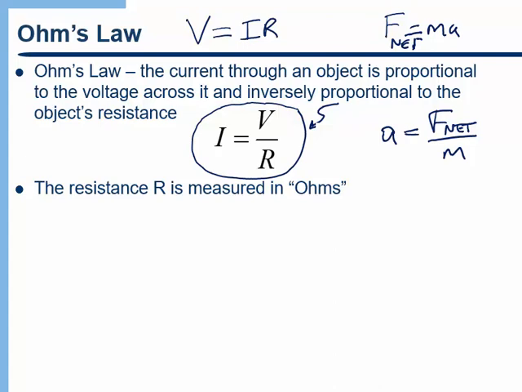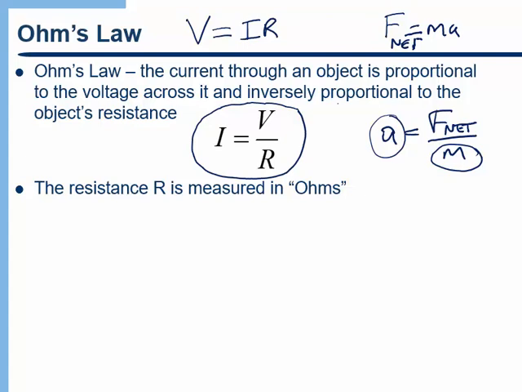Okay, and so just like the more mass an object has, the harder it is to get it to accelerate, the more resistance something has in a circuit, like a light bulb or a resistor, the harder it is to get current through that object.